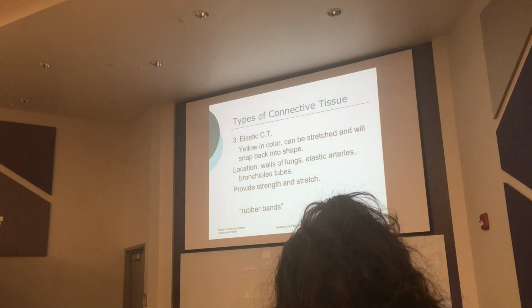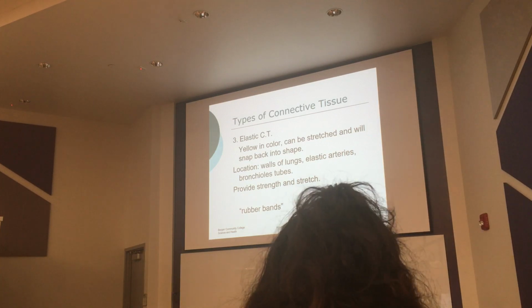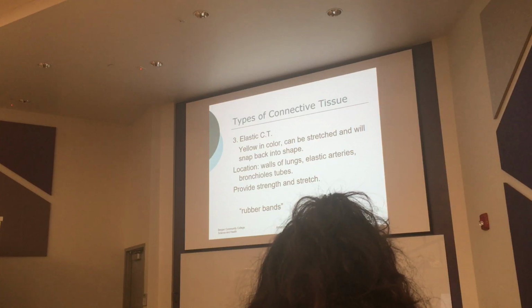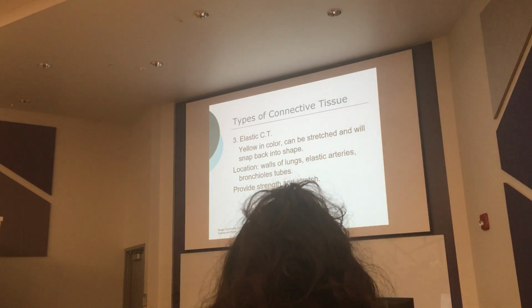The last one is going to be elastic connective tissue. It looks very, very similar to dense regular, but the fibers are very thin. These can stretch to 150% and snap back to normal. This is going to be in the walls of the lungs. Every time you take a deep breath, you've got to stretch, because the air goes in and it rebounds back. Elastic arteries are large arteries. They're the ones that come right off the heart and branch off the aorta. Every time the heart beats, they have to stretch.